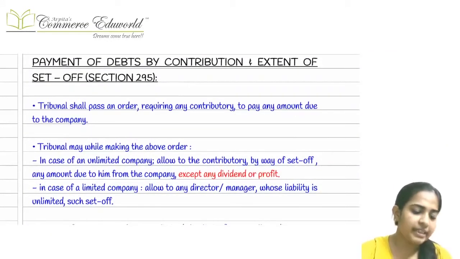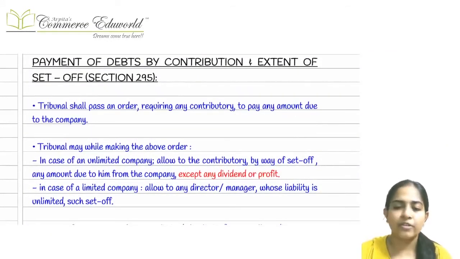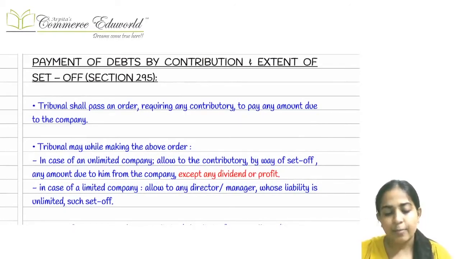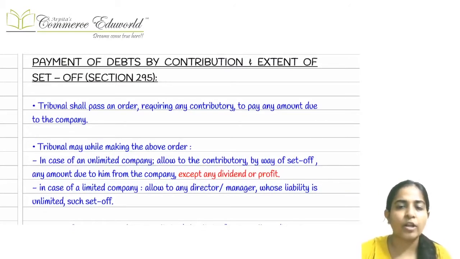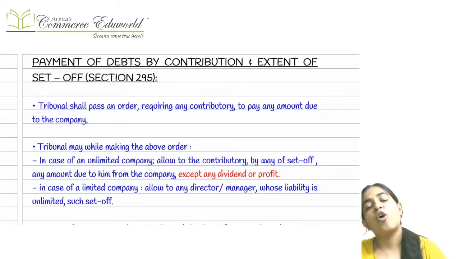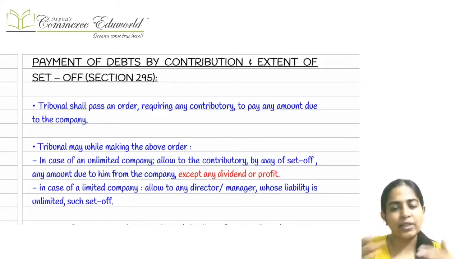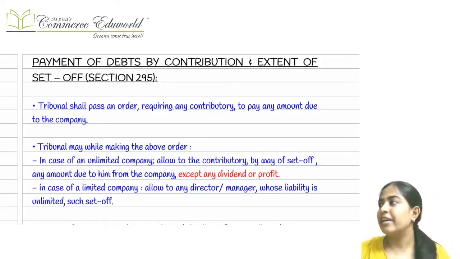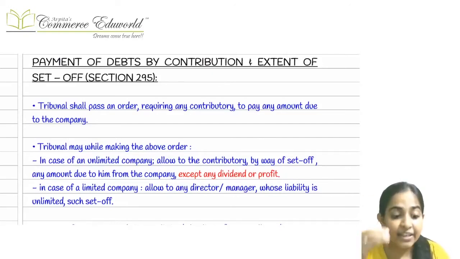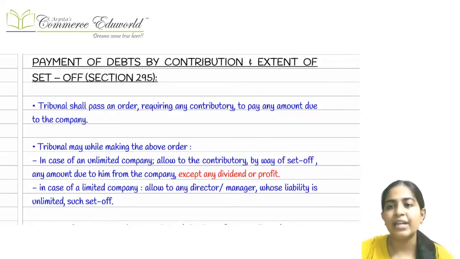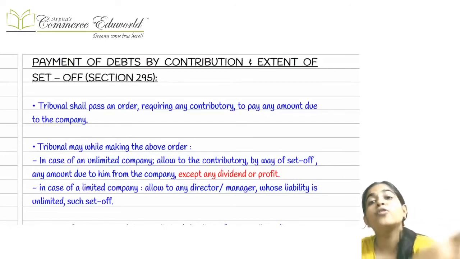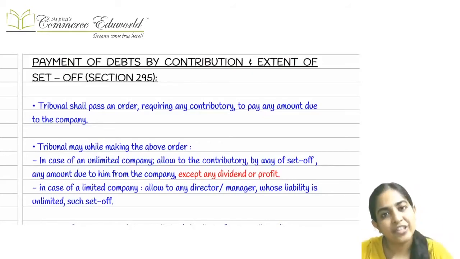Then the next thing is a very simple section. Suppose you are a company and you have a contributory, a shareholder from whom you are supposed to receive money. But if you already have his advance money kept with you, then you can set it off. Even during liquidation, if your company is in surplus and you want to distribute the surplus to the contributory, and if any amount was due from the contributory, then even that can be adjusted.